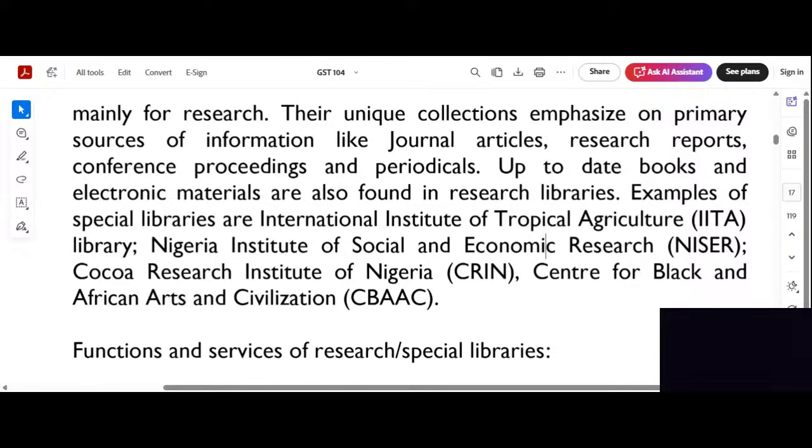From the name, most of these research libraries, their name carries what they are doing. You don't even need to stress what this one is all about, or what I will find in this one. If you check their names, you find out that most of them, in their names, you find what they are all about.